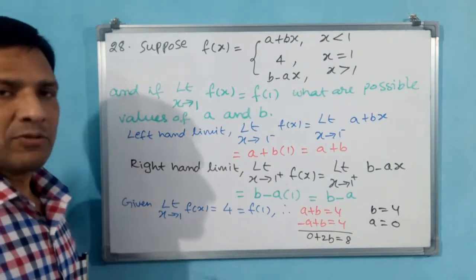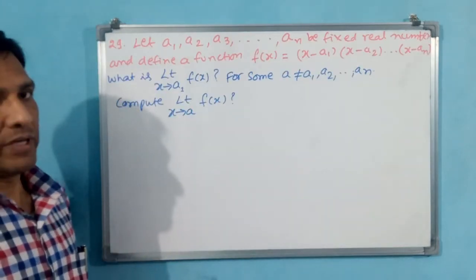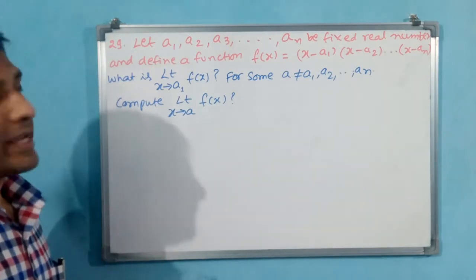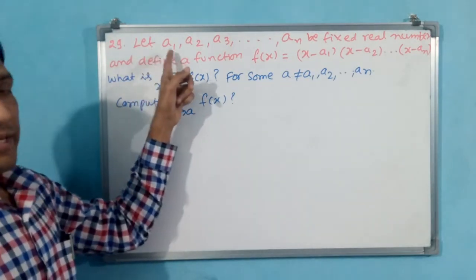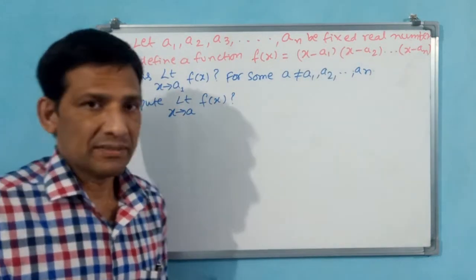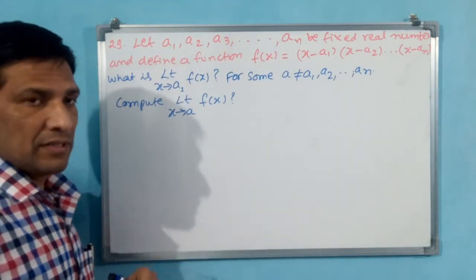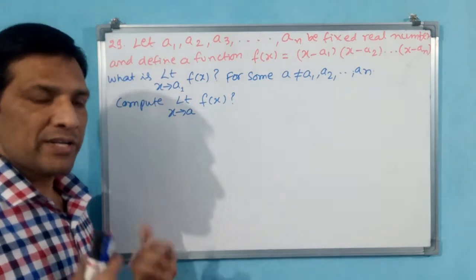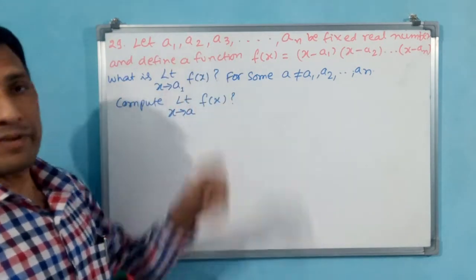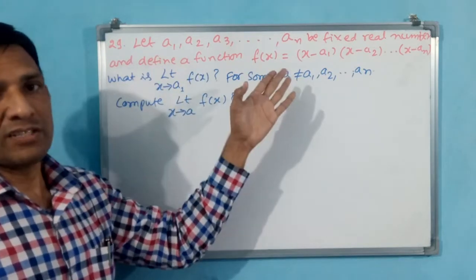Let us go for the 29th question. See, study this question carefully. Okay, see, logically you have to tackle this question, or else you don't get the answer. Let a1, a2, a3 up to an be fixed real numbers. That means these are real numbers. We don't know what those numbers are. What a1 is equal to, up to an is equal to, we don't know. And what the series will be, we also don't know. What the difference between a1 and a2, and a2, a3 are, we don't know.